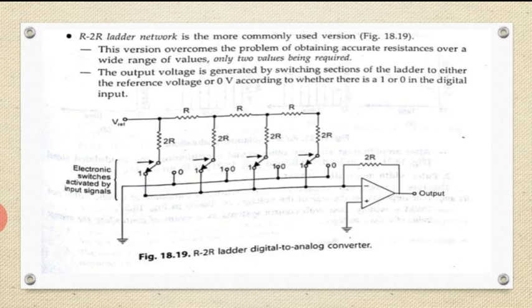The output voltage is generated by switching sections of the ladder to either the reference voltage or 0 volts, according to whether there is a 1 or 0 in the digital input. So the electronic switch is activated by input signals, depending upon the digital input. Finally, the summing amplifier sums and gives a corresponding analog output voltage. I repeat, whatever digital input you give is converted into analog form.